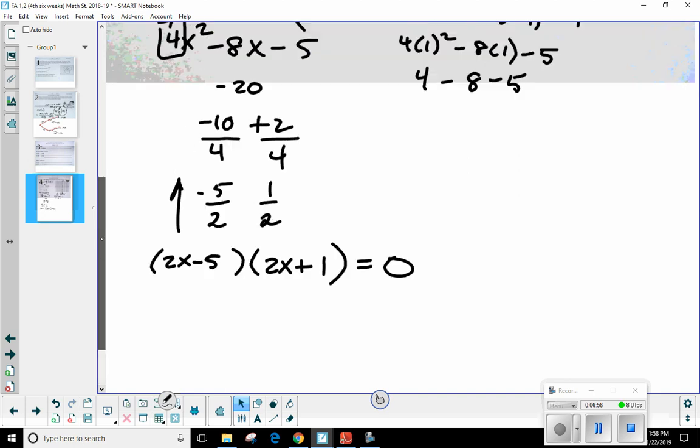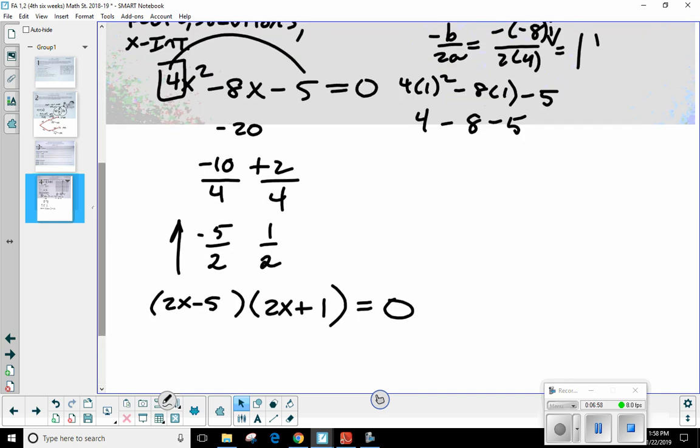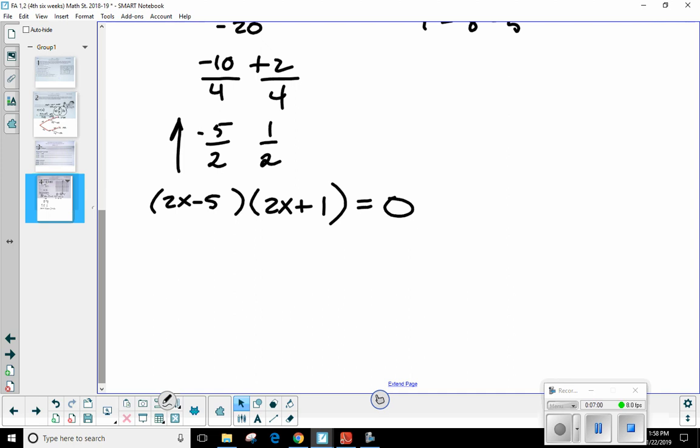Now, we're looking for the roots. So I'm going to go back and say this is equal to 0. Because what property am I going to use? And there's actually something I'm going to show you.